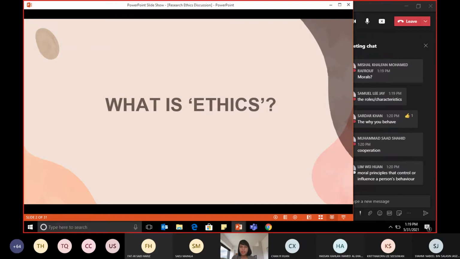We could actually say that when we discuss the phrase ethics, it is widely used, especially when we are referring to moral principles, your behavior, how you control yourself from saying things that are not good to someone. So it's very common when we talk about ethics. We know that it is related to our attitude and also behavior.